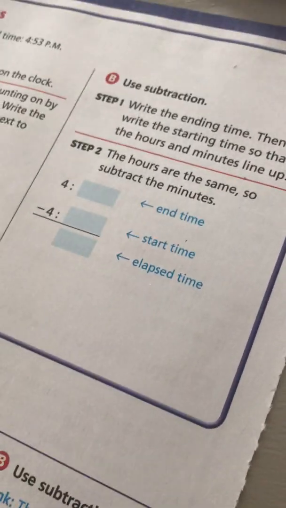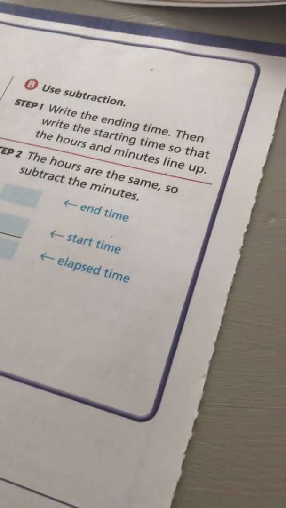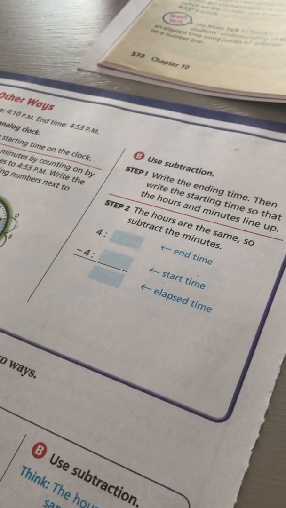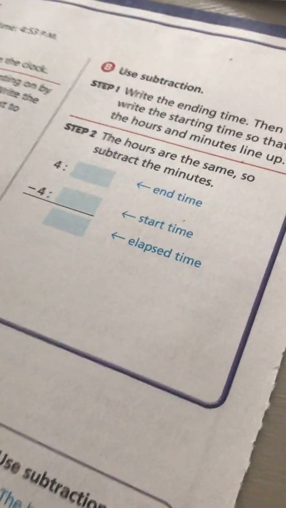All right. Subtraction, my personal favorite method. It's kind of between this one and the number line. I like the number line too. However, you may not always have time to draw a number line, and so subtraction may be the easiest.